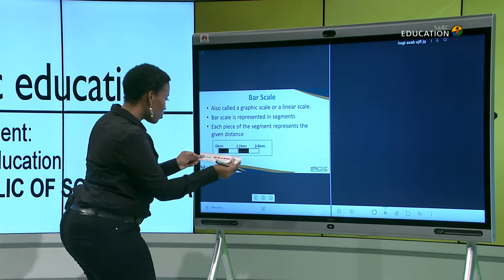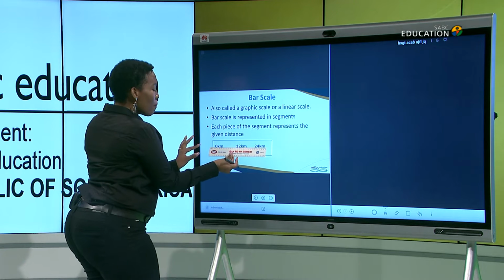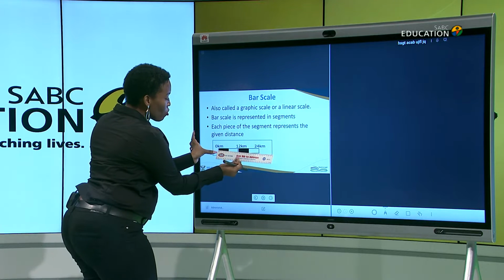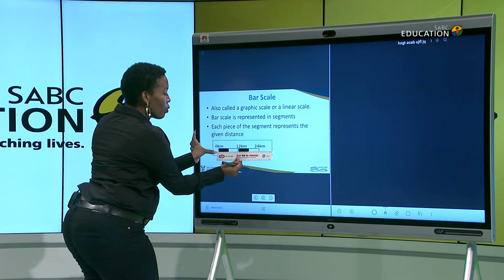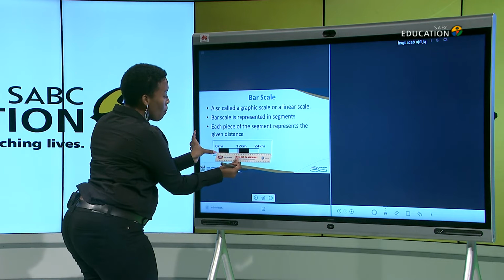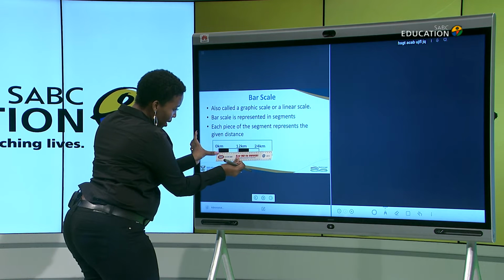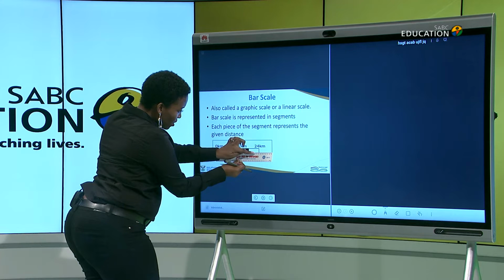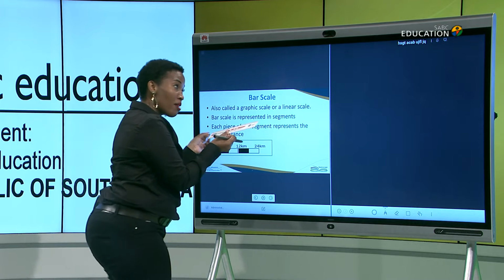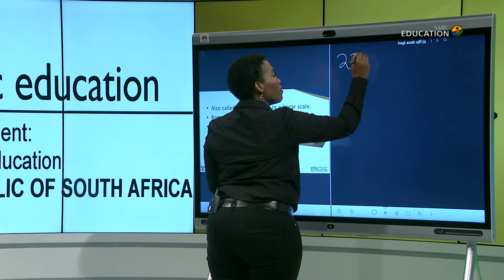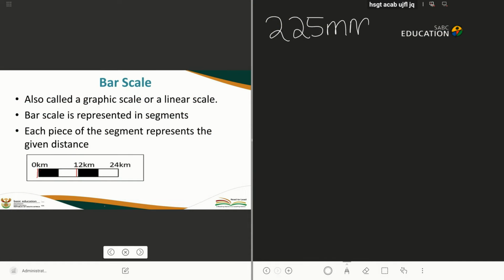You're going to take your ruler, the millimeter side, and then learners, make sure that when you measure, you measure from point 0. Most of the learners make a mistake of measuring from where the ruler starts. That is incorrect. Please, you measure from 0, and then I'm measuring my bar scale. I'm getting 225. So when I measure on a piece of paper, I got 225 what? Millimeters. It is equivalent to what? To 24 kilometers.